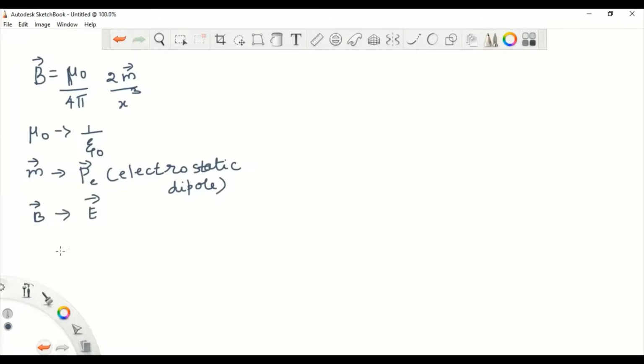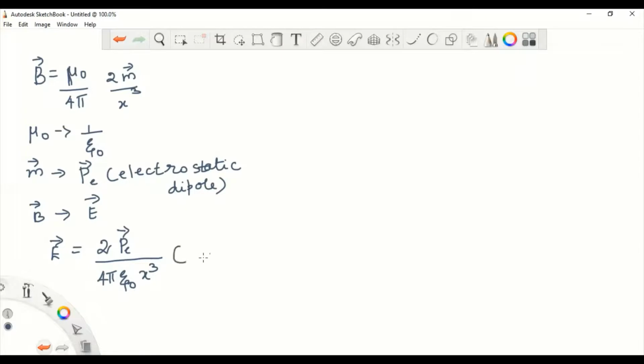So what we will get, children? We will get E, that is electric field, is equal to 1 by epsilon naught, right? So I will get P, this is the electrostatic dipole moment, then divided by 4 pi epsilon naught x cube. So this is very, very, very important, children. Actually, this expression is the electric field for an electric dipole at a point on its axis.